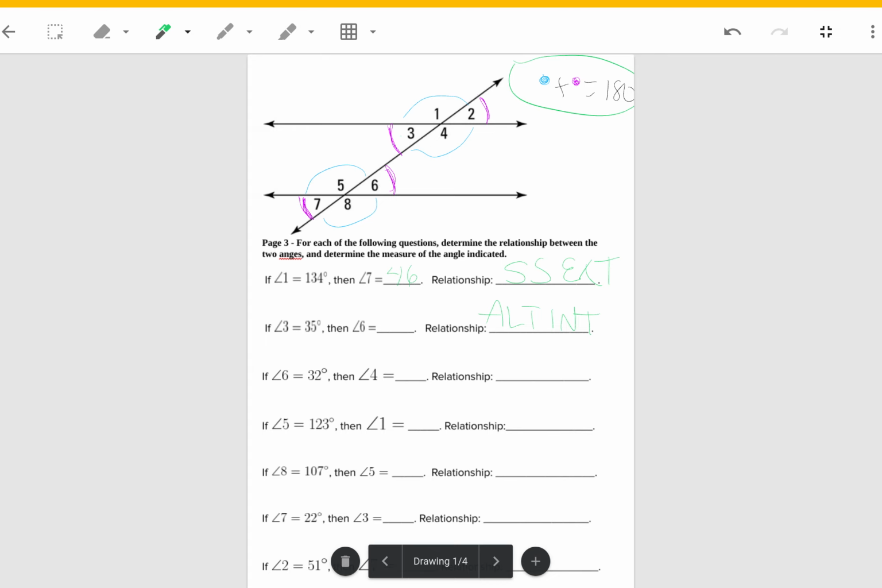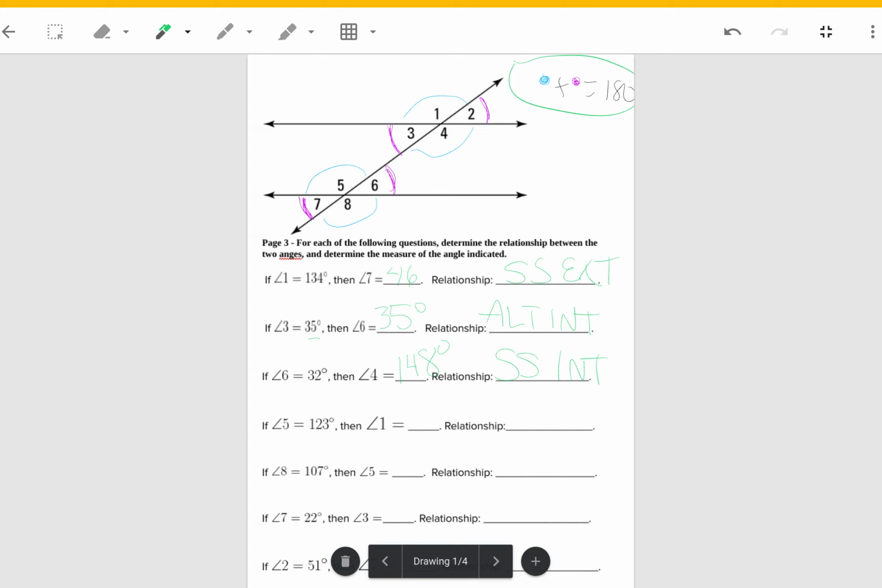Since 3 and 6 are both purple, that means they're the same measure. So I just copy this 35 because they have to be the same. Looking at 4 and 6, that's a purple and a blue, so they're going to be adding up to 180, but more specifically, they are same side interior. They're on the same side of the line, and they're interior. 180 minus 32 is 148, and that is the answer for the measure of angle 4.